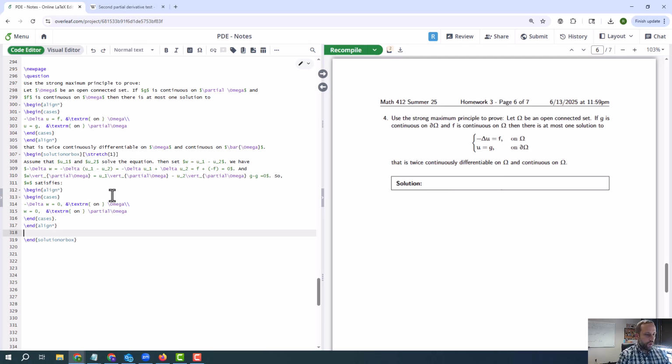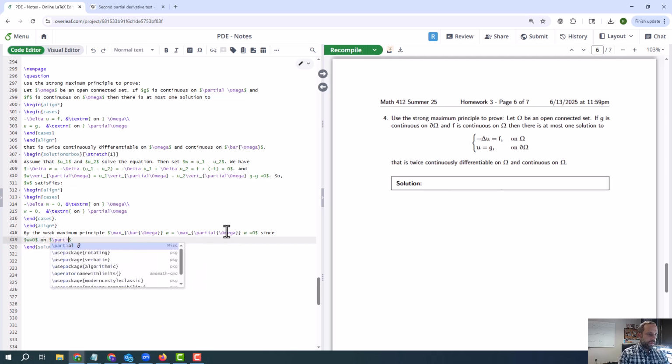Okay, so we know that if I look at the maximum of W over the closure of omega, by the weak maximum principle, this is equal to the maximum of W over the boundary of omega, but that's just equal to 0 since W equals 0 on the boundary of omega. Okay, so the maximum W can get on the whole thing is 0.